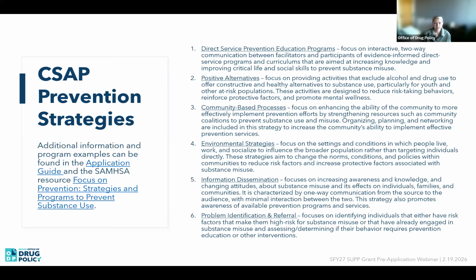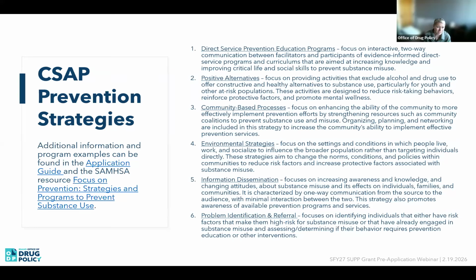It focuses on increasing awareness and knowledge and changing attitudes about substance misuse and its effect on individuals, families, and communities. It's characterized by one-way communication from the source to the audience with minimal interaction between the two. This strategy also promotes awareness of available prevention programs and services. So for information dissemination, think things like media campaigns and public service announcements.